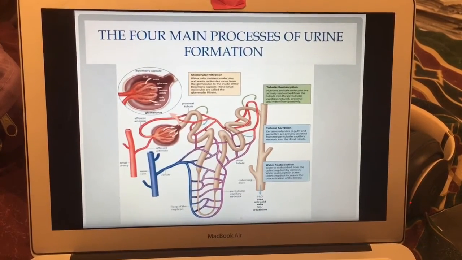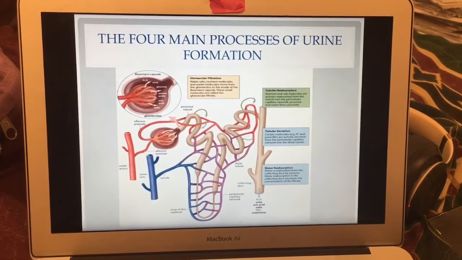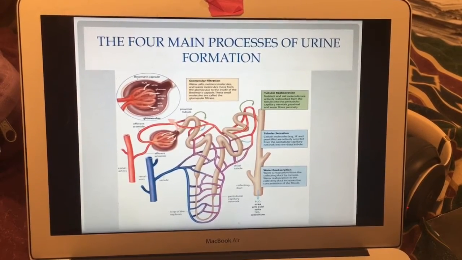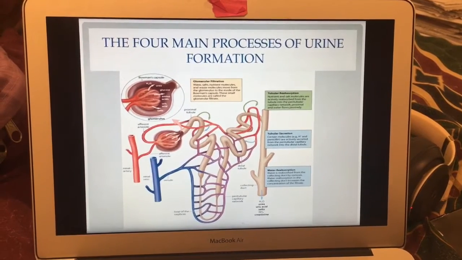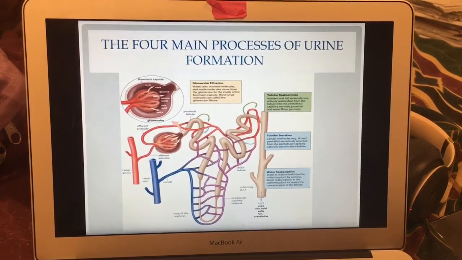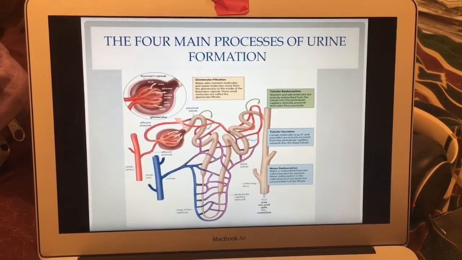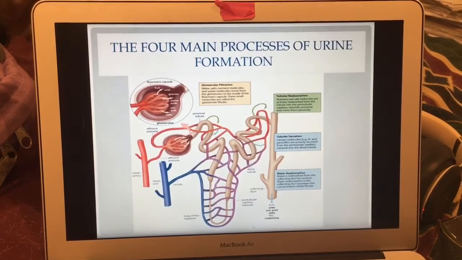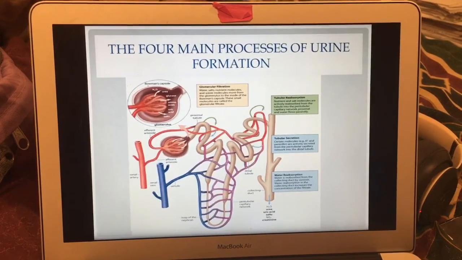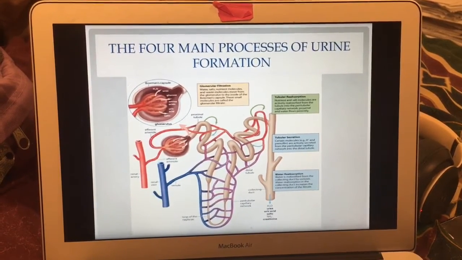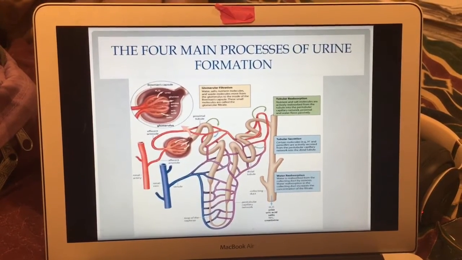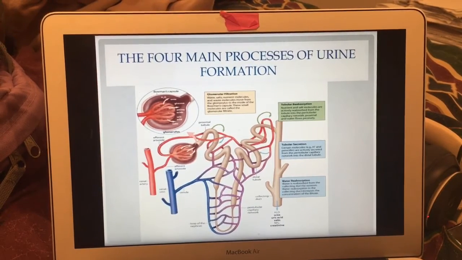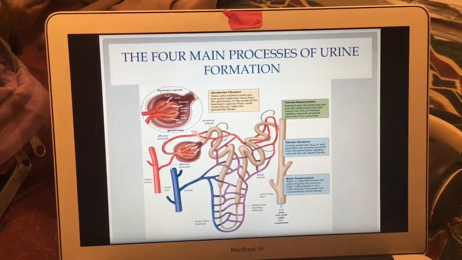Water reabsorption: water is reabsorbed from the collecting duct through osmosis. Water reabsorption in the collecting duct increases the amount of the filtrate. This filtrate is actually chemically very similar to the blood plasma. And the filtrate is identical to the blood plasma, not including proteins and blood cells.